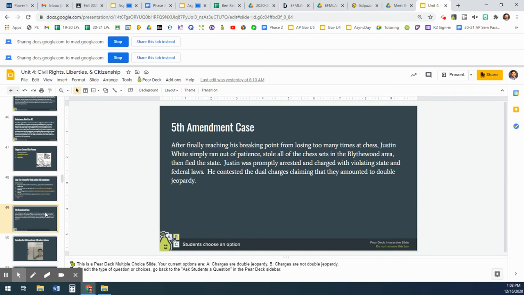Reaching his breaking point from losing too many times at chess, Justin White simply ran out of patience, stole all of the chess sets in the Blythewood area, and then fled the state. Justin was promptly arrested and charged with violating state and federal laws. He contested the dual charges, claiming that they amounted to double jeopardy. Is that a violation of his Fifth Amendment right?